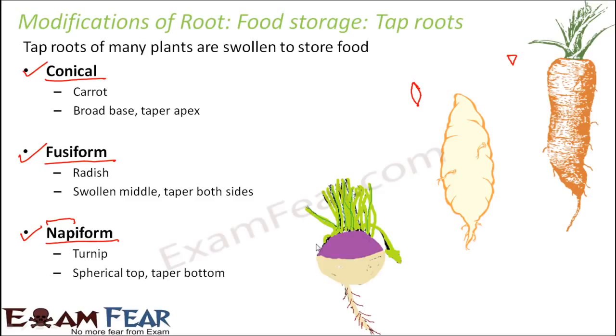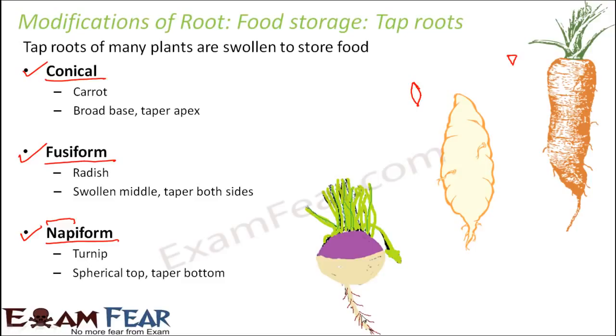Somewhat like this. It is like almost a spherical top and a tapered bottom. So the bottom is very thin, but the top is almost like a sphere. So that shape is given the name of napiform. So the example is turnip. So these are some of the examples of roots.